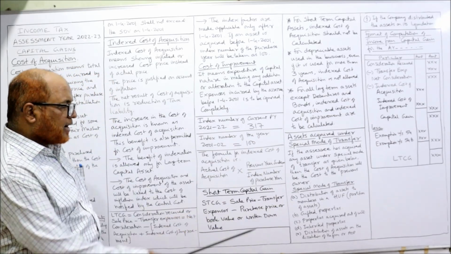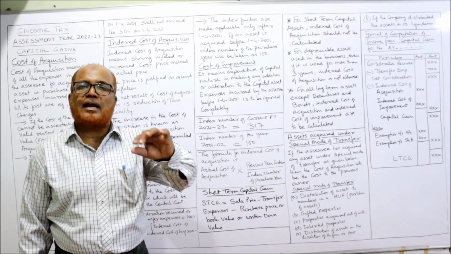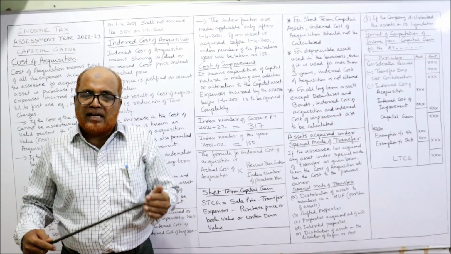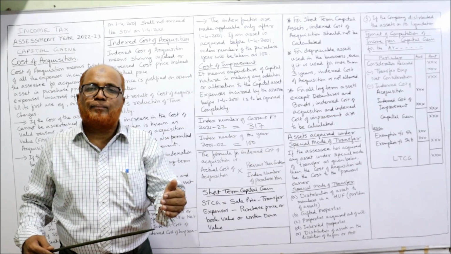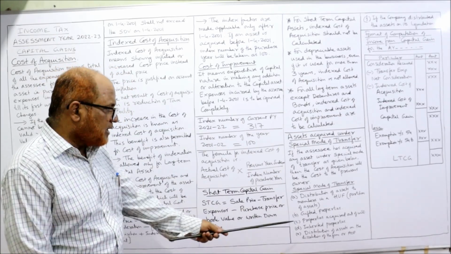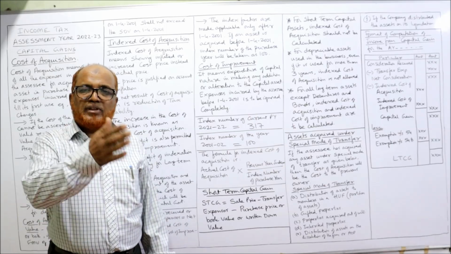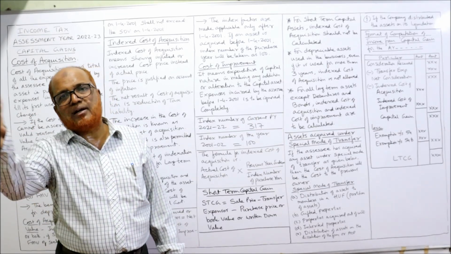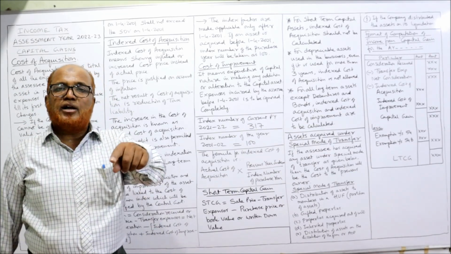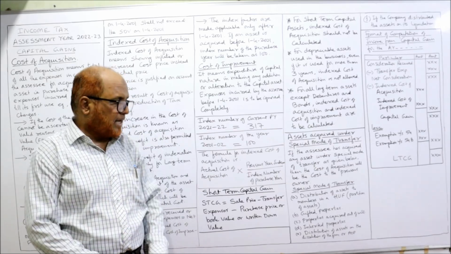Then properties acquired out of will. Sometimes a person, through will, transfers the property to another person. So the person who is getting the property through will, the cost of acquisition will be the cost of the previous owner. Next one, inherited property. Properties will be inherited from the father to son, from the son to grandson. Like that, it will be inherited. So in inherited property also, the cost to the previous owner is the cost to the assessee.